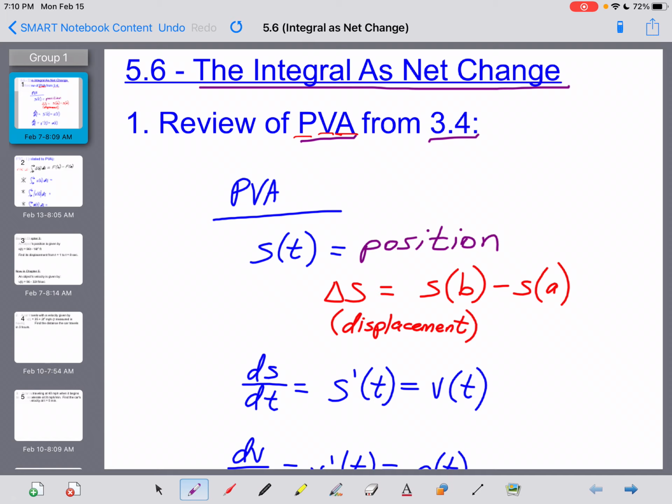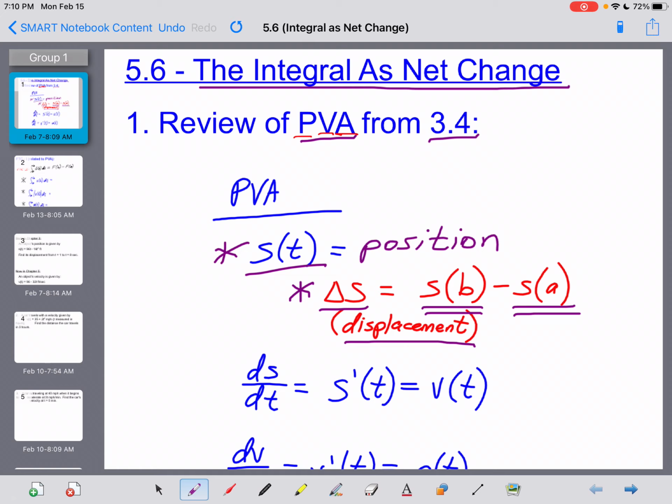So once we defined what our position function was, that's what was normally given to you at the beginning of a problem from chapter 3. And then just a little extra definition to recall right here that delta S, or the change in position of an object over time, was otherwise known as displacement. And we would measure that by the position at a time B, which was its ending position, minus its position at time A.